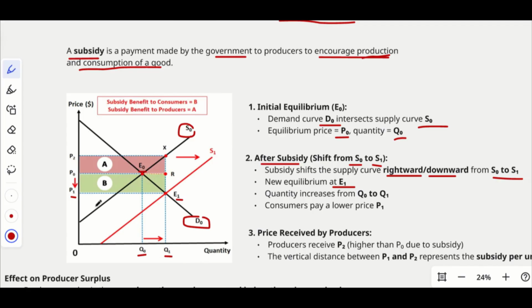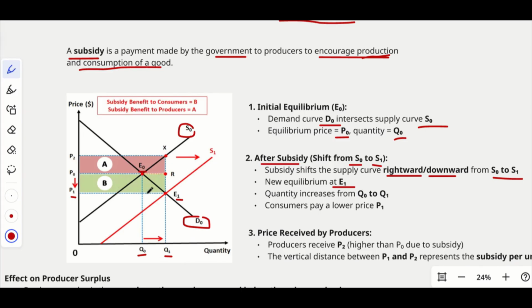What is the difference between the initial equilibrium price and the new equilibrium price? It is less than the initial equilibrium price, right? So P1 is less than P0. And what about the new equilibrium quantity? The initial equilibrium quantity is less than the new equilibrium quantity, right? So Q1 is greater.